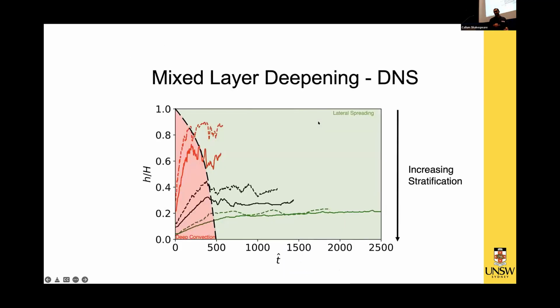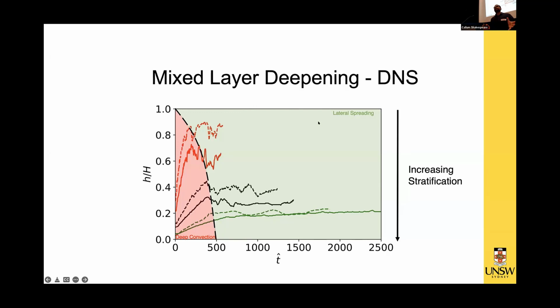And so we do that in direct numerical simulation at different stratifications. And so you see this quasi-linear growth in the mixed layer during deep convection, but depending on the background stratification, you actually end up getting that arrest due to lateral spreading relatively quickly in a weakly stratified ocean, and a little bit more slowly in a strongly stratified ocean. Okay, so that's all cool.